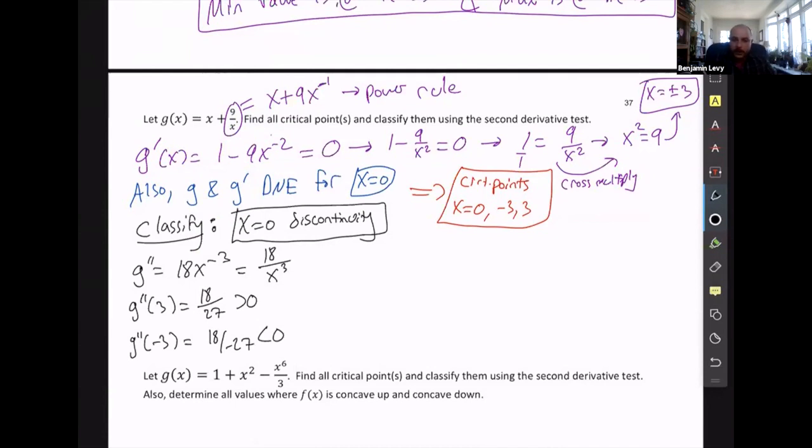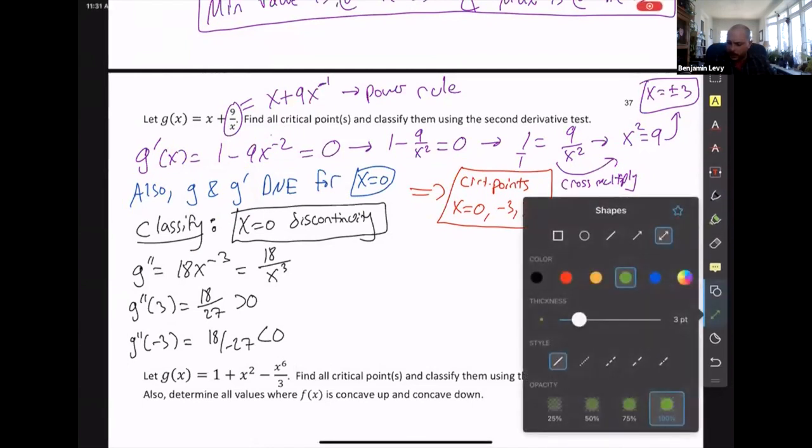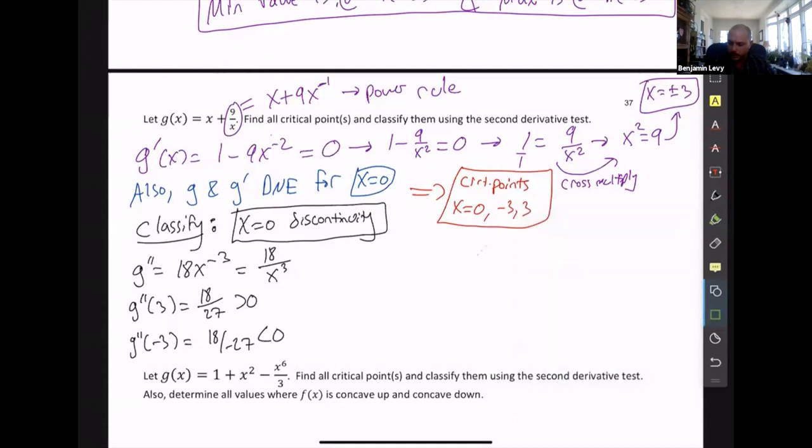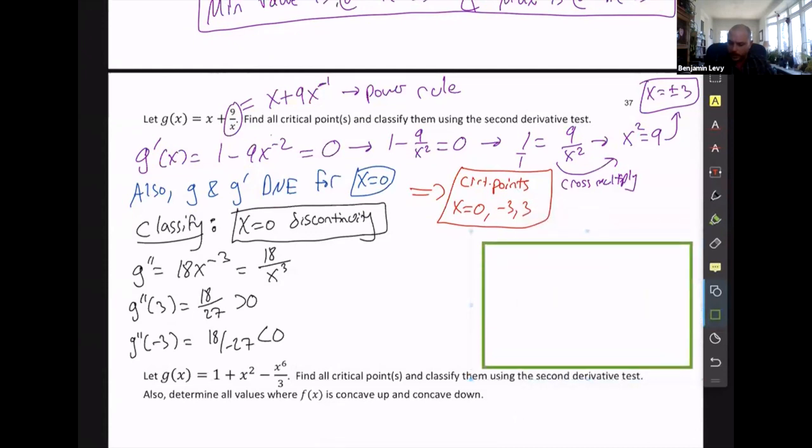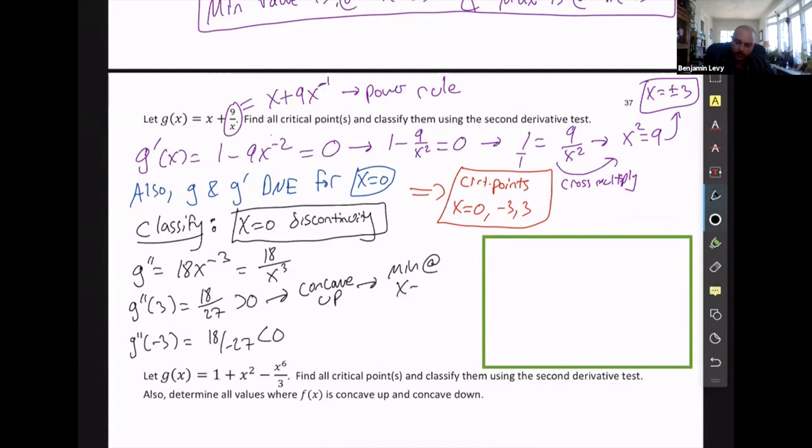And let's sort of take that away. And we'll draw a graph right here. So leave a little bit of room, maybe. We'll draw the picture right here. So let's just kind of finish this off. So positive second derivative means concave up. And so that means it's a min. And then concave down means max.